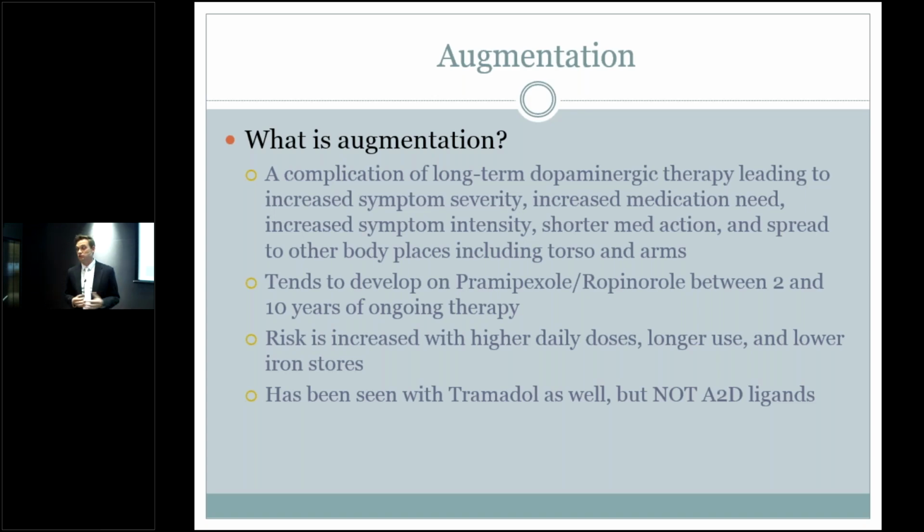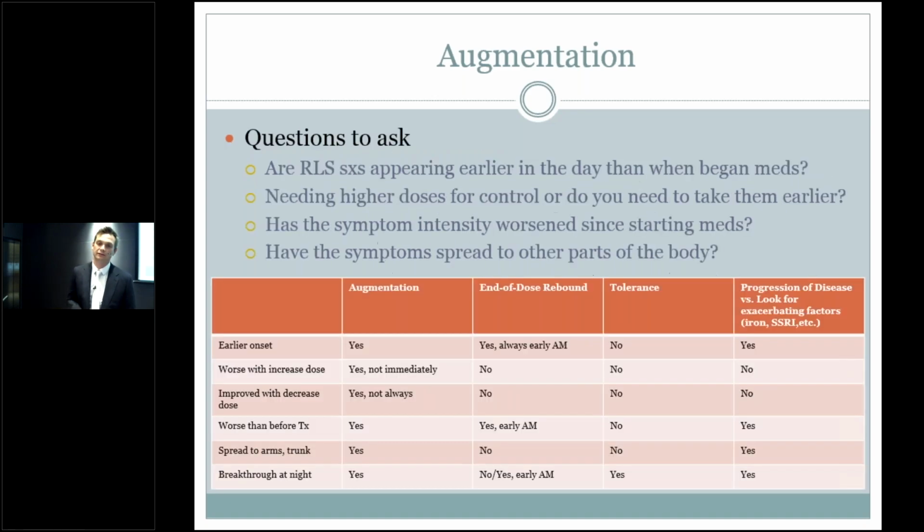Anywhere from 2 to 10 years is really the kind of working amount of time that we expect to see this come on. And it's actually increased the higher you pump up their doses. So what we see is that these doses tend to get pushed because they're having symptoms. Well, they're getting pushed in the setting of having symptoms, they're likely having some augmentation, and if the iron hasn't been checked, that tends to make the symptoms worse as well. It has been seen with tramadol, but not with the gabapentins, gabapentin enacarbil, and the pregabalins of the world. And like I mentioned, a little bit less with the Neupro patch than it is with the other dopamine agonists.